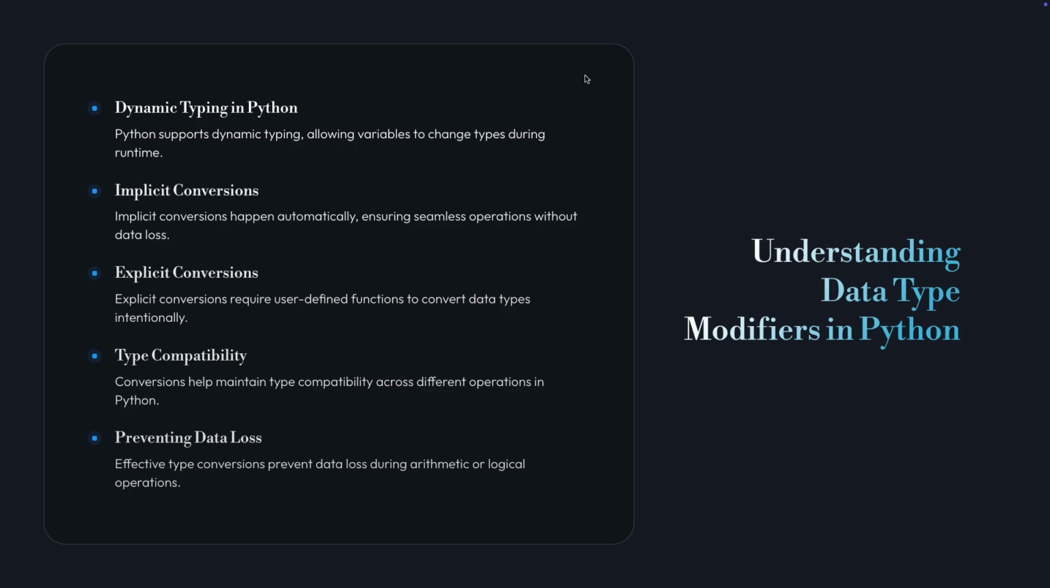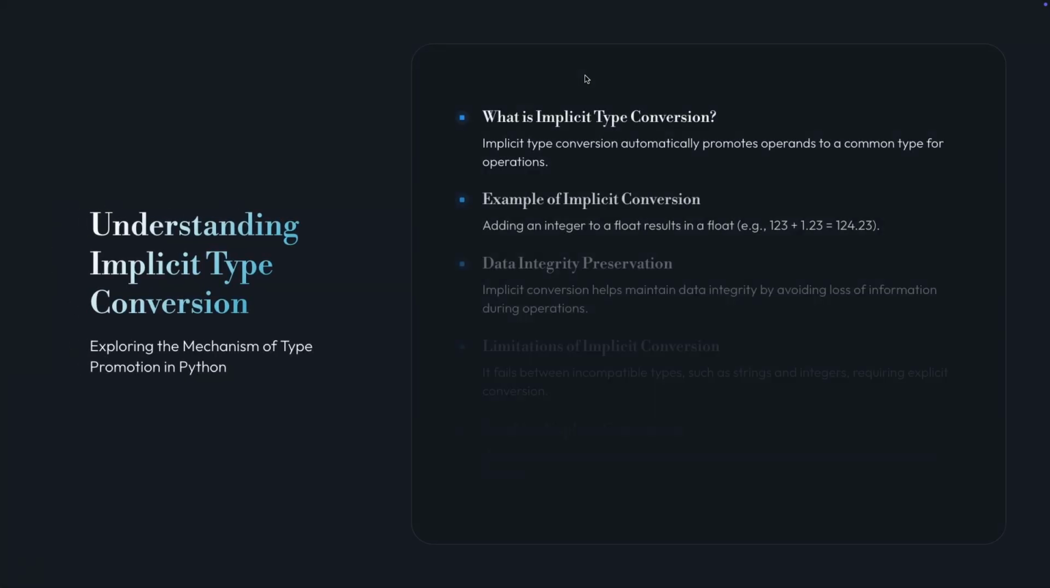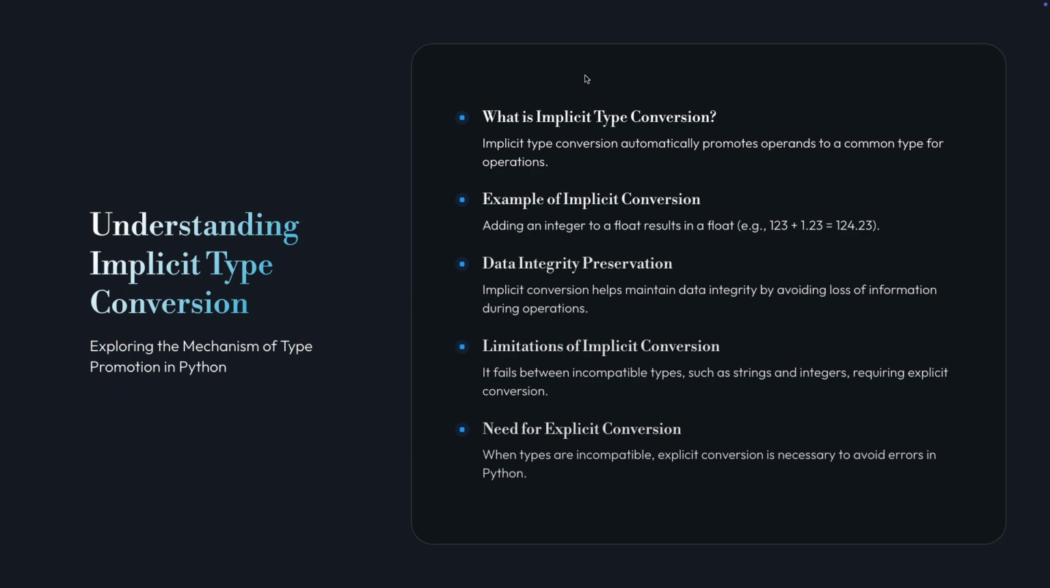Yeah, these happen automatically in many situations. Python tries to be helpful, basically. How so? Well, it tries to let operations proceed smoothly without causing errors or data loss where possible. The example given is adding an integer to a float, like 123 plus 1.23. What happens there? Python will automatically, implicitly, convert the integer 123 to a float, 123.0, first. So it can add the two floats. Exactly. So the result, 124.23, is also a float. It does this promotion to float to avoid losing the 0.23 part. It's trying to maintain data integrity.